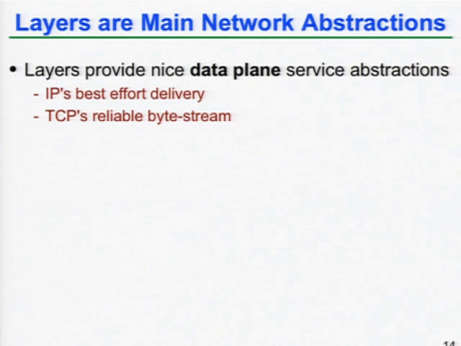So one area where we talk about abstractions is layers. Layers provide this very nice data plane service abstraction, right? We have best effort delivery. We then have a reliable byte stream. These are great ways to think about what's going on without worrying about the mechanisms underneath. You have this abstraction of what the network is doing for you. These are terrific abstractions.